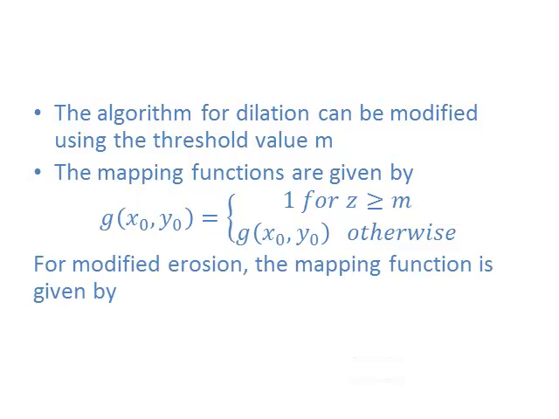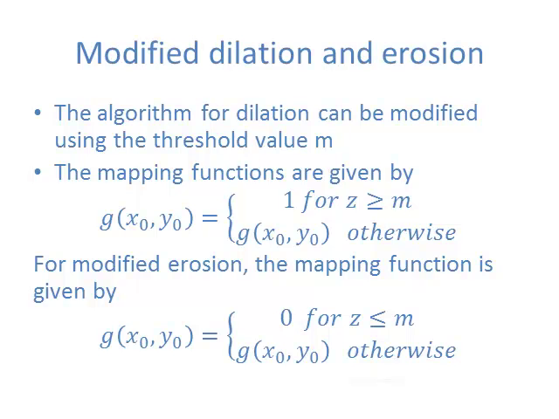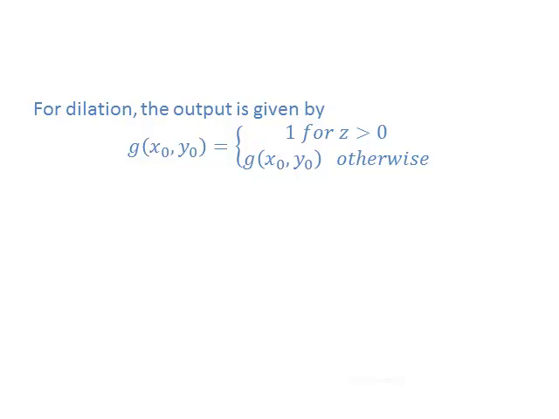For modified erosion, the mapping function is given by g(x0, y0) equals 0 for z less than or equal to m, and g(x0, y0) otherwise. This was the modified dilation and erosion. For dilation, the output is given by, for erosion, the output is given by.